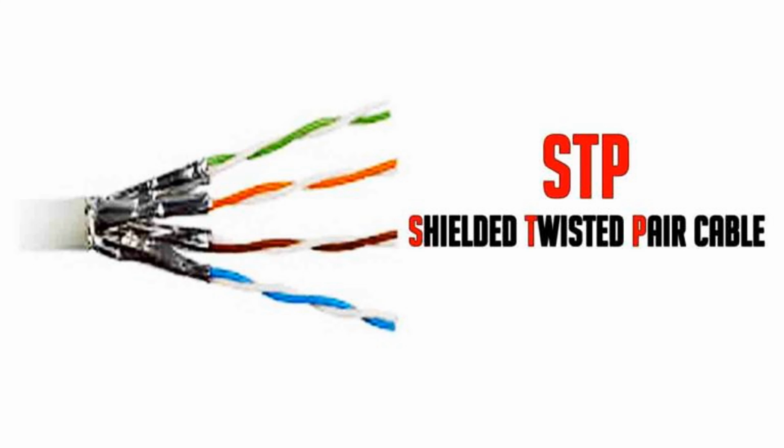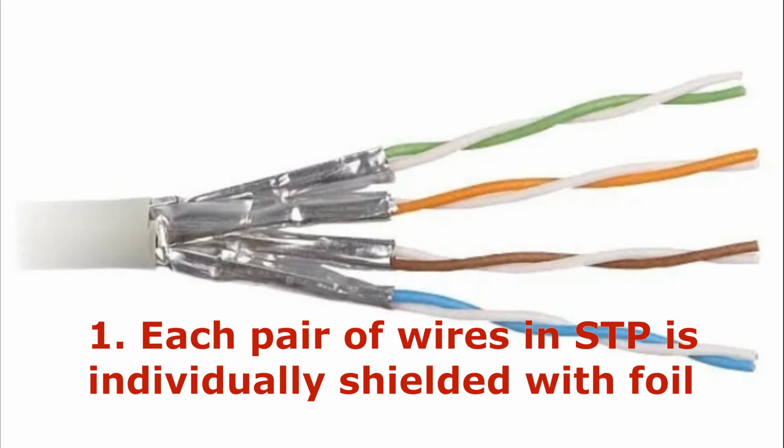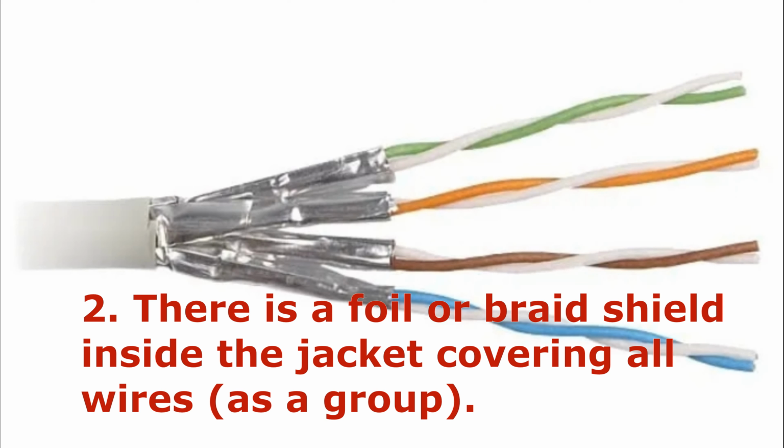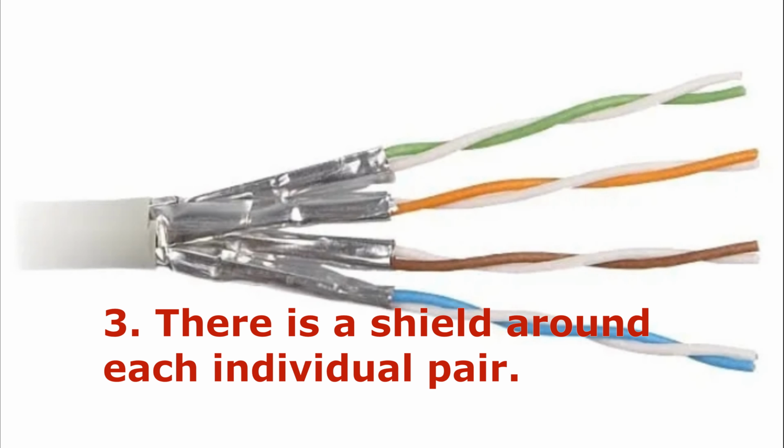Shielded twisted pair cable is available in 3 different configurations. First, each pair of wires is individually shielded with foil. Second, there is a foil or braid shield inside the jacket covering all wires as a group. Third, there is a shield around each individual pair as well as around the entire group of wires.